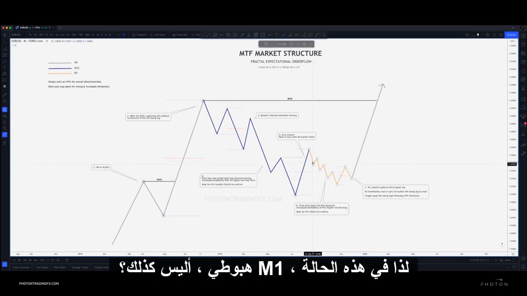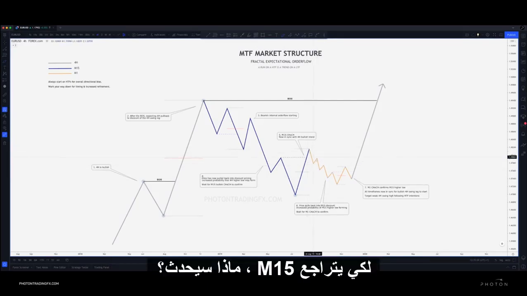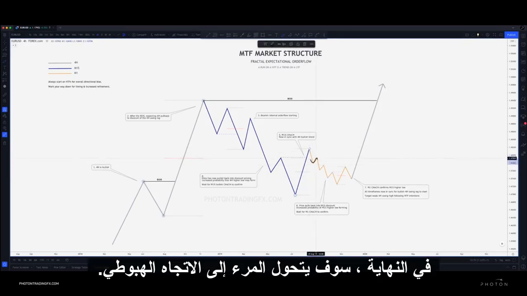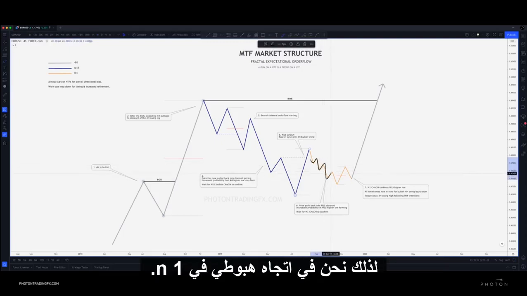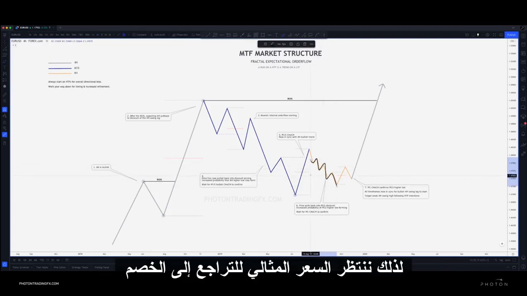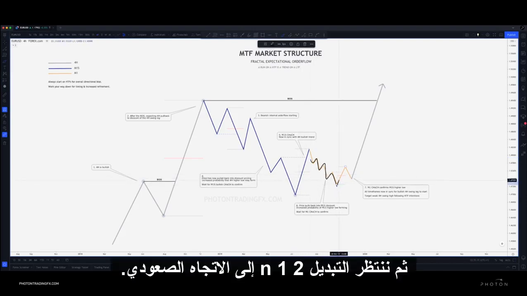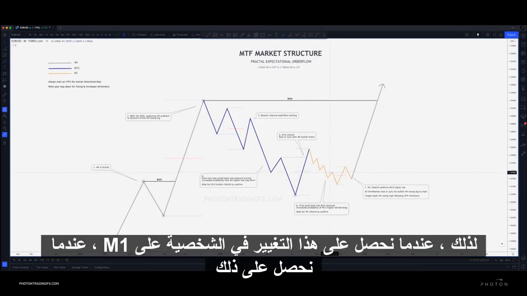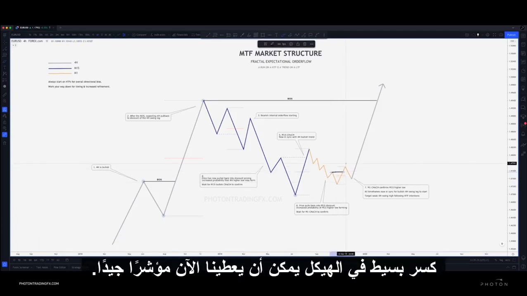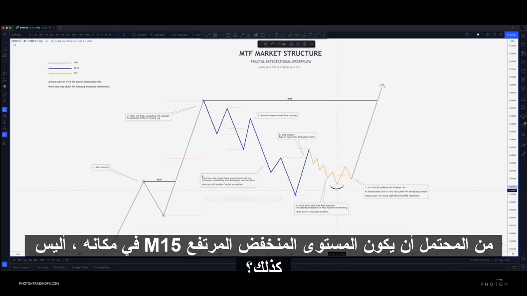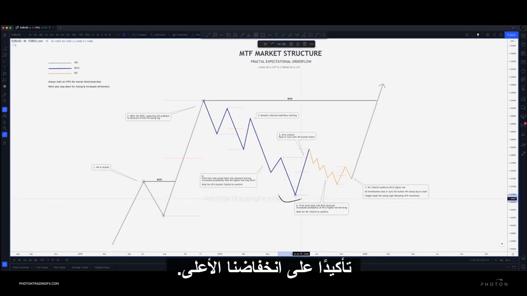So in this case the M1 is bearish, right? For the M15 to pull back, what's going to happen? The M1 is going to switch bearish. So we're in a bearish trend in the M1. Then we wait for price ideally to pull back into the discount of the M15 leg, and then we wait for the M1 to switch bullish. So when we get that change of character on the M1, that minor break of structure, that can give us a good indication that potentially the M15 higher low is in place, confirming the 4-hour higher low.